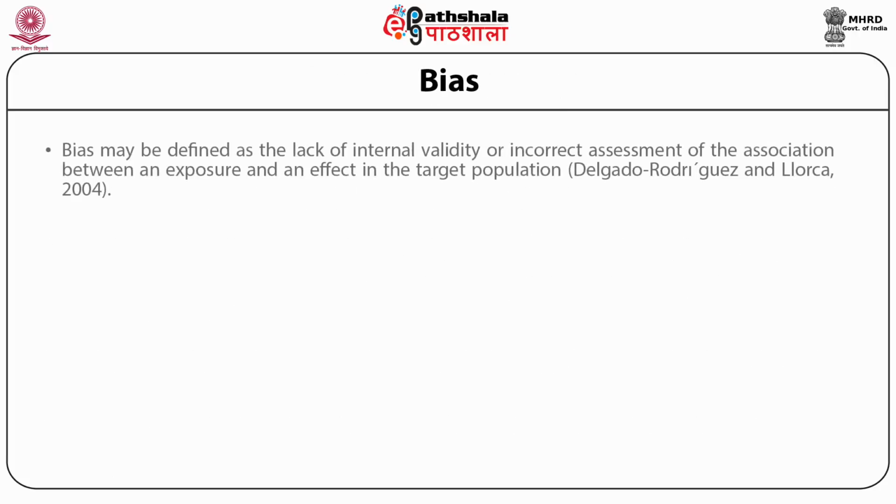Bias. Bias may be defined as the lack of internal validity or incorrect assessment of the association between an exposure and an effect in the target population. Bias was classified into three groups, namely selection bias, information bias, and confounding bias.